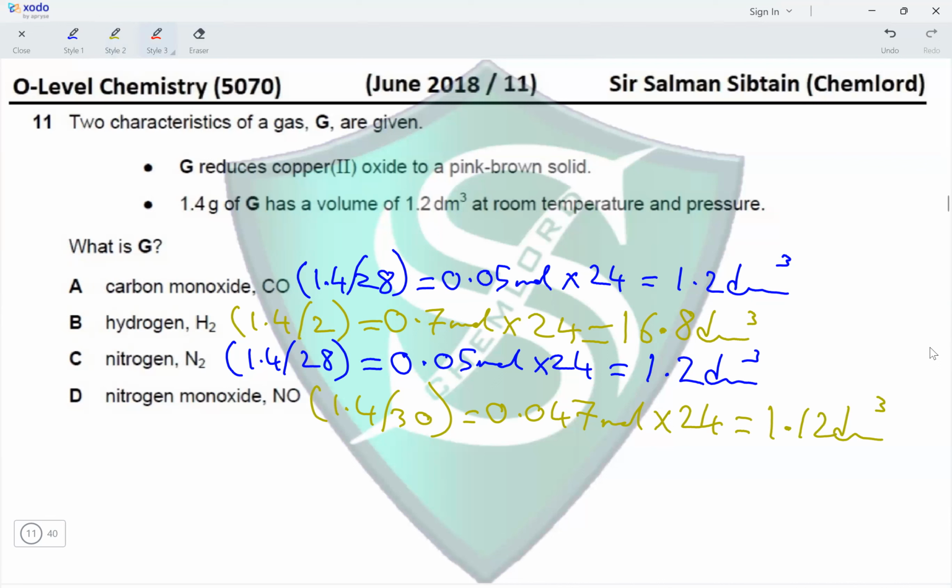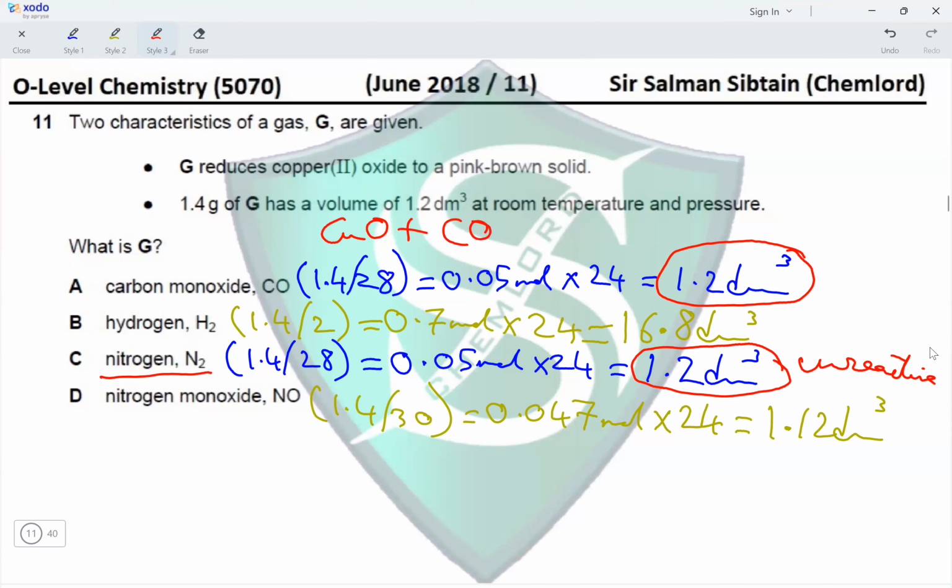So now we have option A and C both having 1.2 dm cube of the gas, but option C being nitrogen is unreactive, whereas option A, carbon monoxide, would give us the reaction CuO plus CO, giving us copper metal and carbon dioxide gas. So this makes option A the correct option for this question.